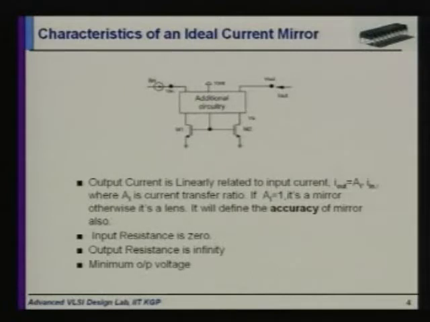Whether the specification is met or not is the definition of the accuracy of the current mirror. Then the input resistance for the ideal current mirror should be 0 and the output resistance should be infinite. And the last point is the minimum output voltage it can drive. That is a very big point in our low voltage operation.